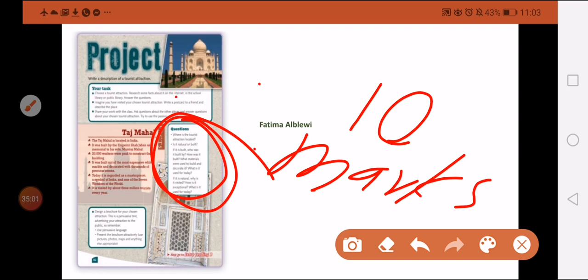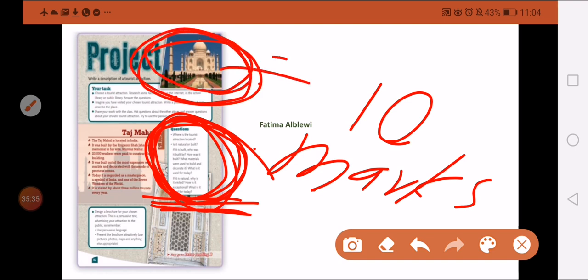Of course, we will design a brochure of your chosen attraction, and as you can see, the example is placed here. You are going to present the brochure by using pictures, photos, maps and anything else appropriate. Anything you see fit. As you can see in the picture, some information about this place. It is very important that the project includes the answers to these questions, and illustrate your project by drawings, pictures, photos, maps, etc. Okay? Thank you for today.